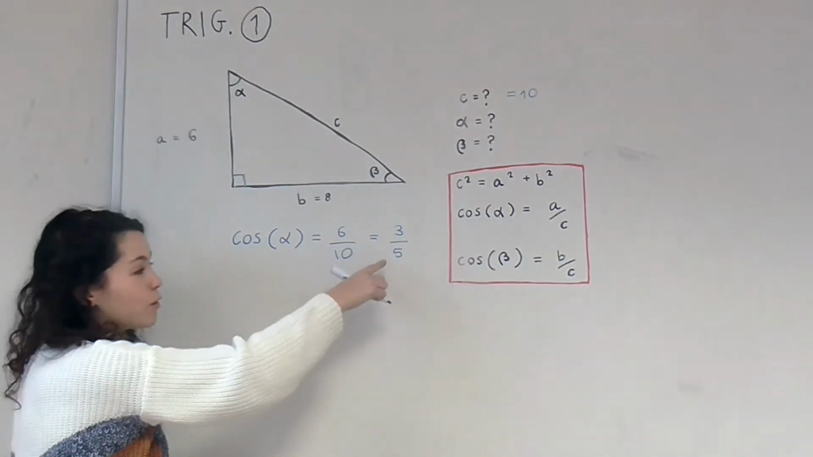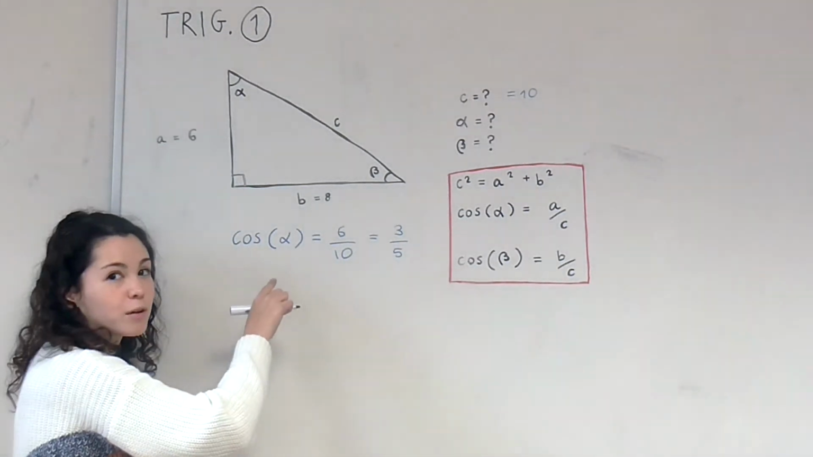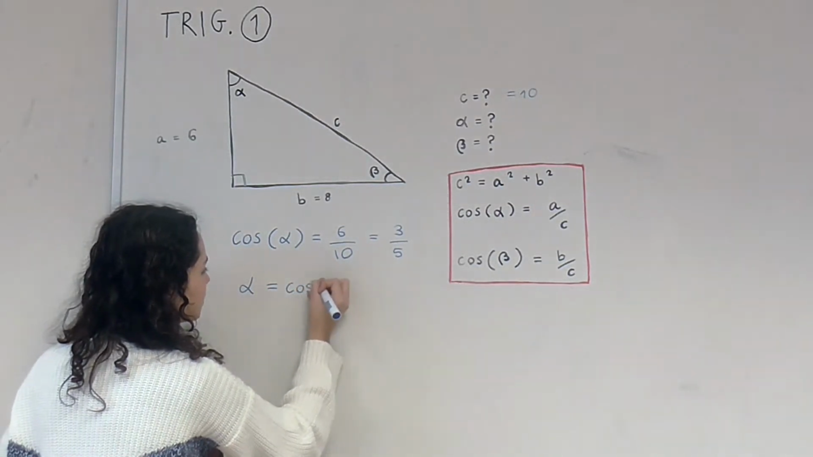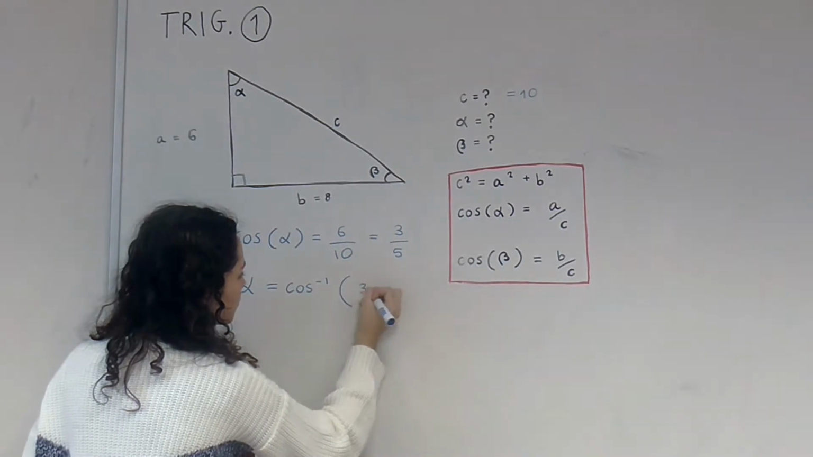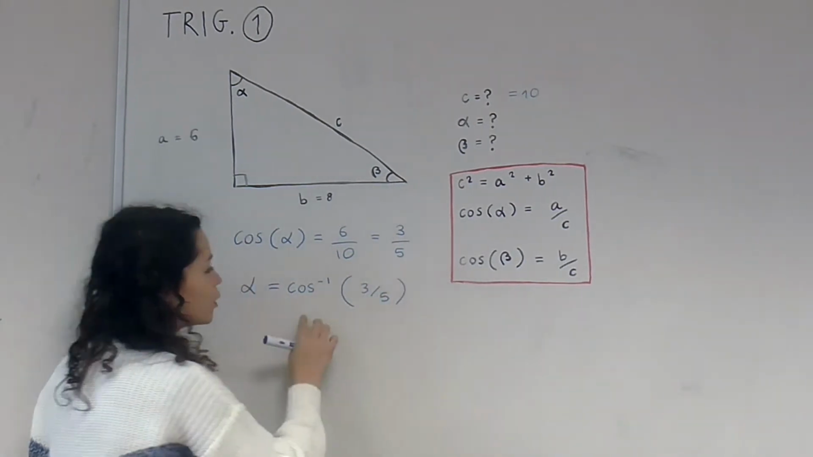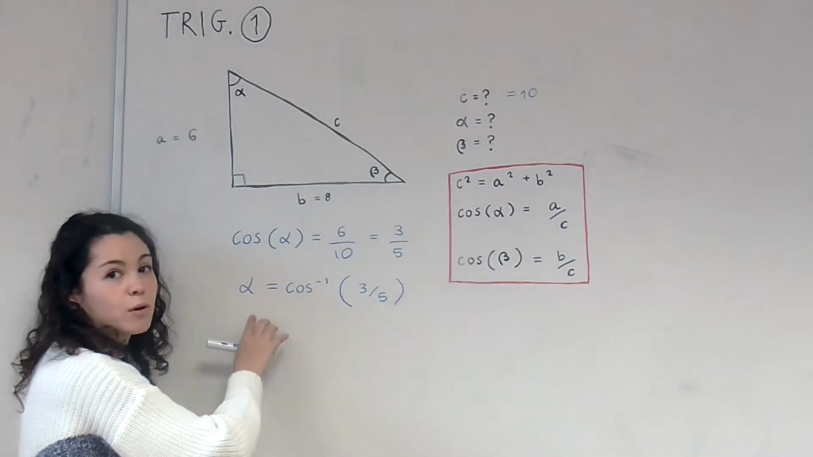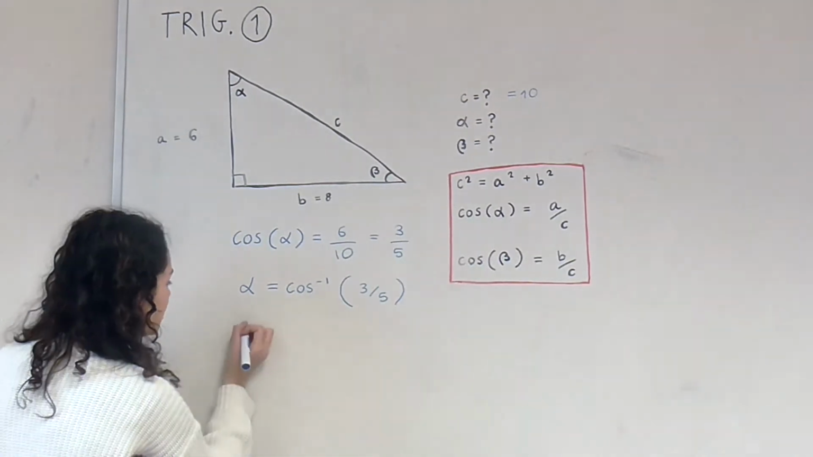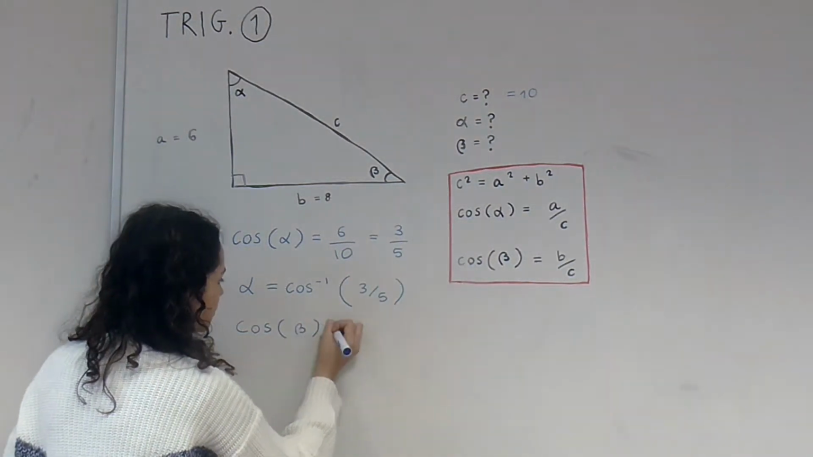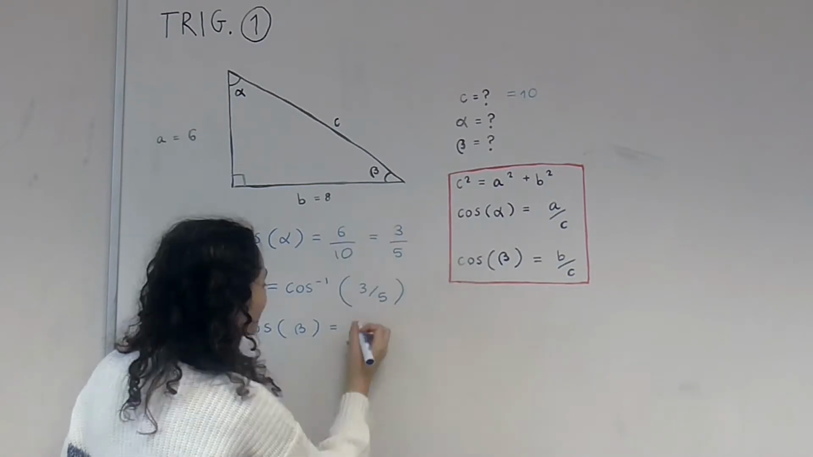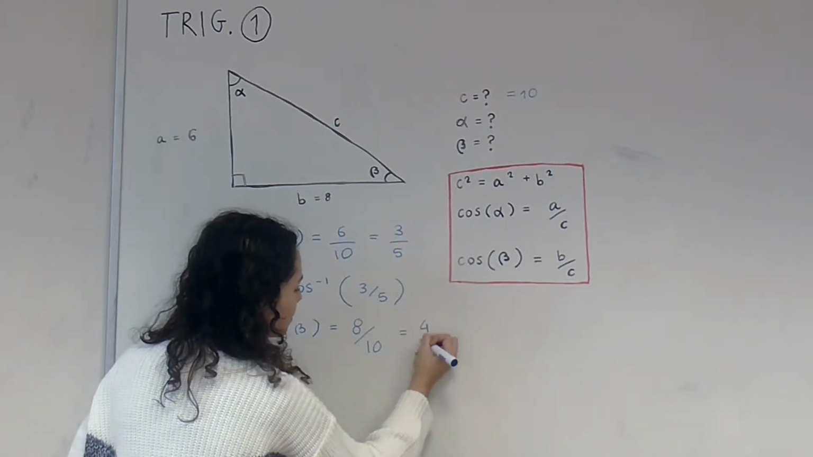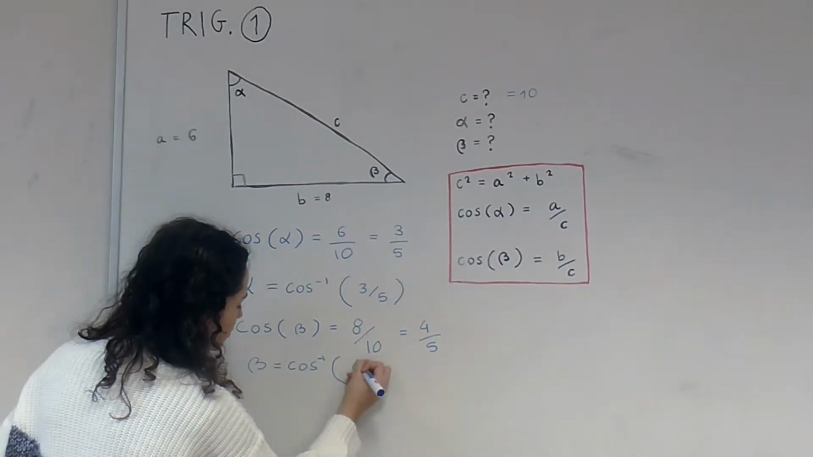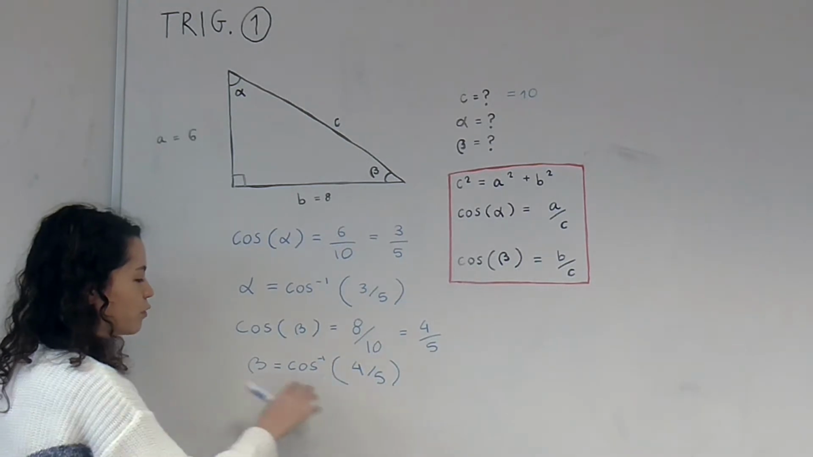So don't forget that that is the value for cos of alpha, but we actually want the value for alpha. And then you would plug this into a calculator and it will give you the value of the angle. And now we're just going to do the same for cos of beta, which is this angle over here. And this will give you the value of the degree.